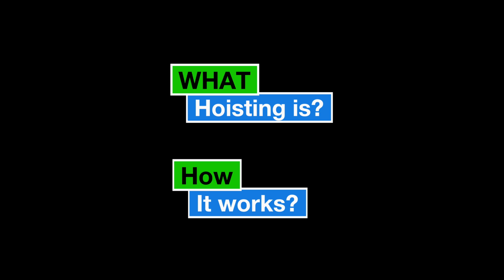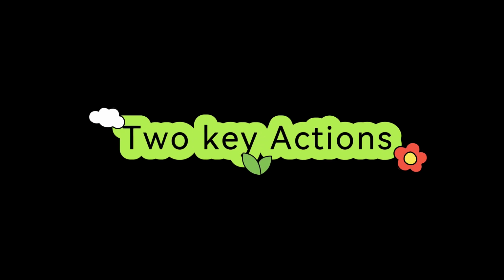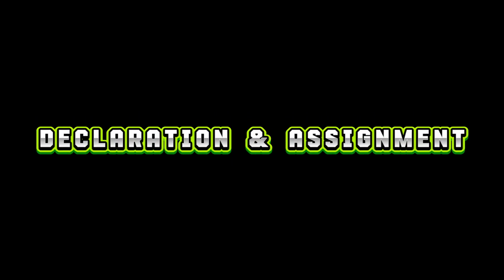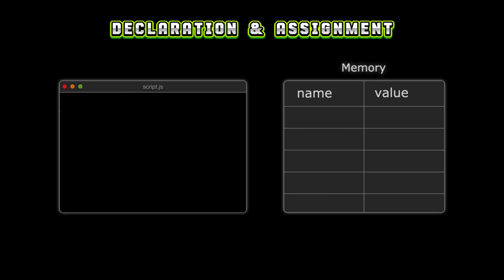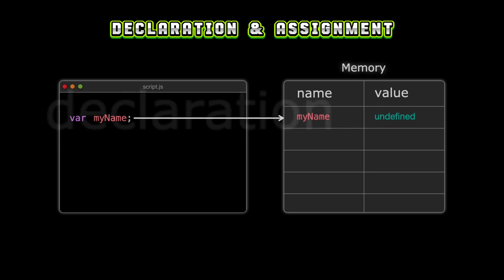Before we get into that, it's important to understand two key actions we do with variables and functions: declaration and assignment. When you declare a variable, it's like you're telling JavaScript, hey, I'm going to use a variable. You do this using a special keyword like var, followed by the name you want to give to your variable. You're declaring that there's a variable named myName. At this moment, myName doesn't have a value. It's undefined because we haven't assigned it anything yet.